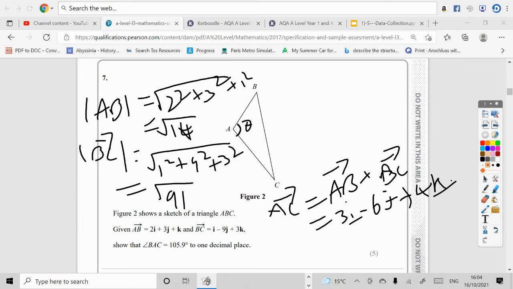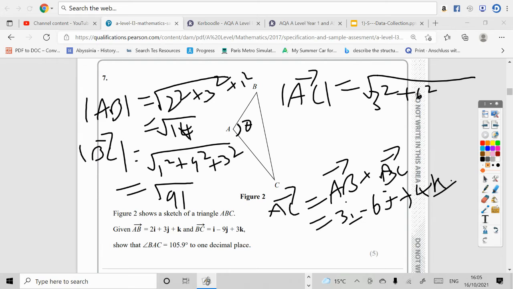Seems right. And then the modulus of AC, the one we just found, will be the square root of 3 squared plus 6 squared plus 4 squared, and that'll be root 61. There's 9 plus 36 plus 16. Okay. So we've got all the pieces we need. We need to just put them all together.